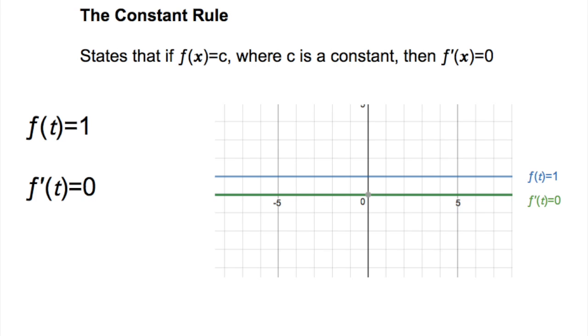This makes sense since the derivative of a function represents the slope of the tangent at any given value of x and the instantaneous rate of change of y with respect to x. Since f at t is constant, there is no instantaneous rate of change, and the slope of the tangent at the value of t is 0.